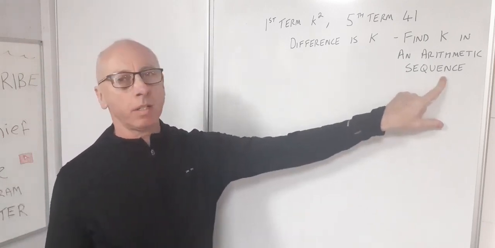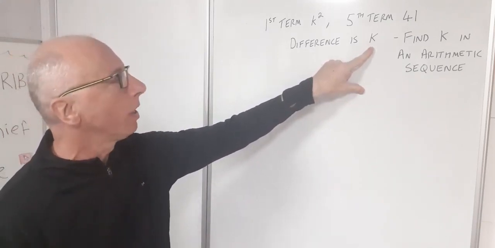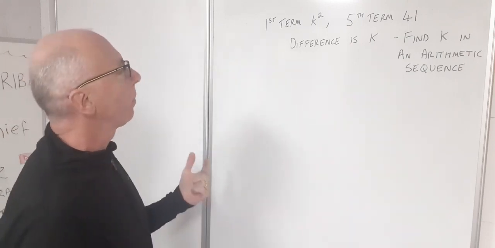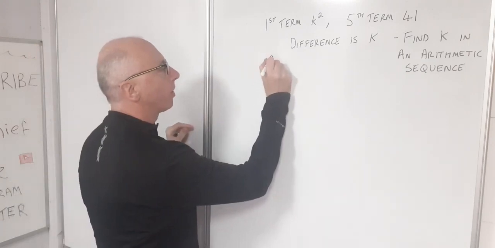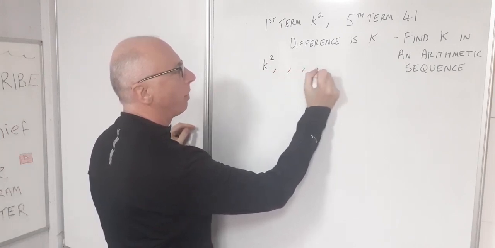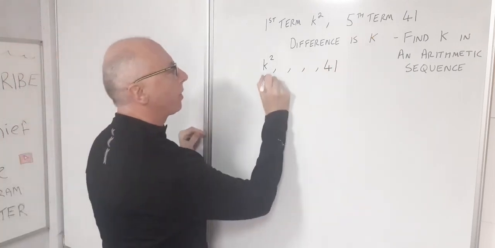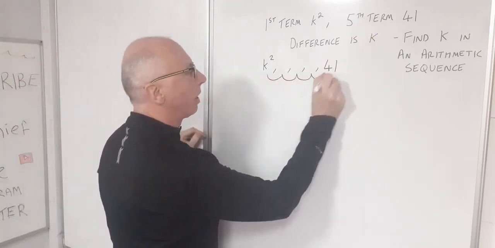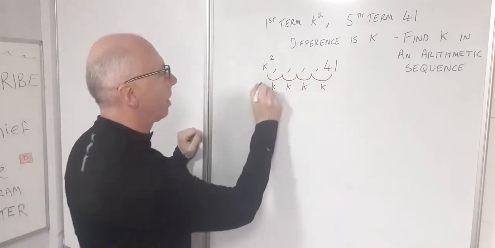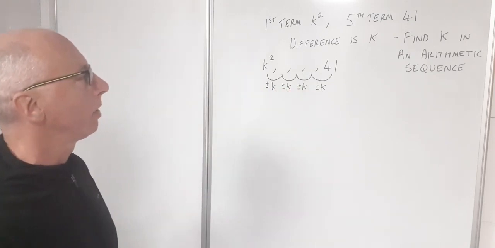Well, we know it's an arithmetic sequence and the differences are all k. Now k is some constant, so as it's constant through all the differences of the sequence, maybe we have a chance of finding it. So first of all, let's list up the information that we've got. We've got k squared, we've got a term here, that's the second, the third, the fourth, and the fifth term is 41. Now we know the differences between all of these terms is k. Now we don't know if k is positive or negative. So it could be an increasing sequence or a decreasing sequence. We don't know at the moment.